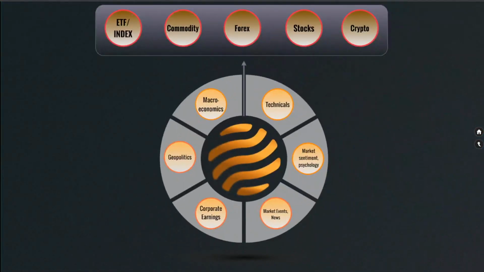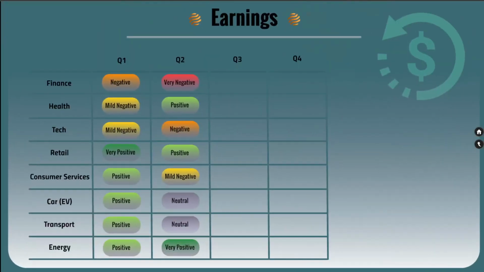And then the third main driver is the corporate earnings. Now, as you can see, I have actually 8 main market sectors that I am watching in terms of the earnings, and I'm watching both Q1 and Q2, and of course we are waiting for the Q3 and Q4 earnings reports. But so far, as you can see, finance was pretty much negative in Q1, and then Q2 turned into very negative, while the health sector was mildly negative in Q1, and it turned into positive in Q2.